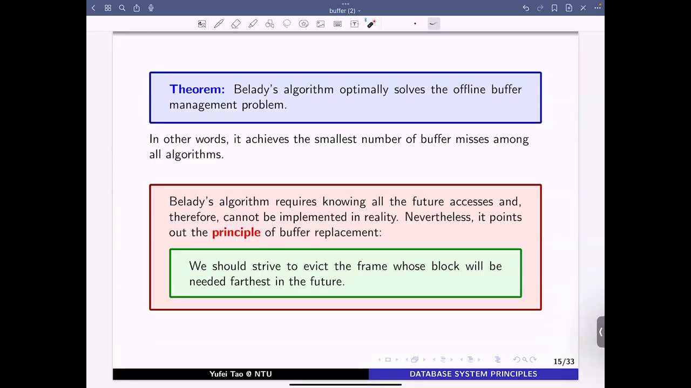Well, the reason is it tells us a lot about the principle of what we're supposed to do. The principle is, we should try to evict, throw out, kick out the frame that will be needed again farthest into the future. So the next access time is the greatest. It's farthest into the future. That's what we're supposed to do. This is in theory.